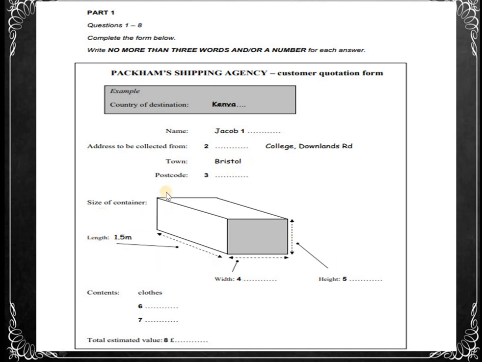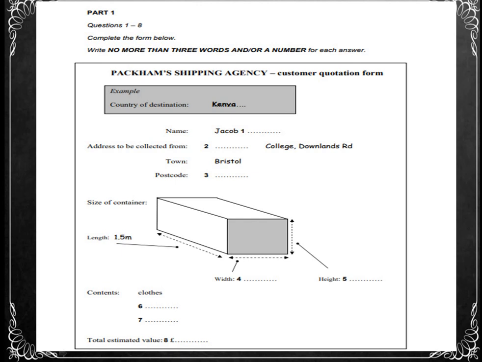There's the size of a container. So there's a length. We need the width and the height. The content of this container, one of it is the clothes. The other 2 is what we need, and the total estimated value. So let's go through the audio and let's find out the answer.